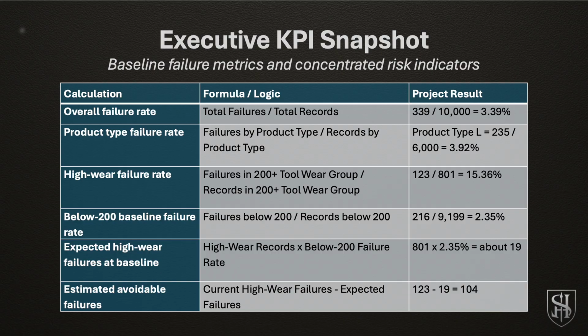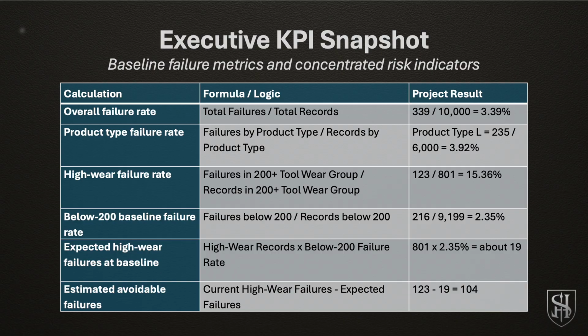The third calculation is the high wear failure rate. This focuses on machines with tool wear of 200 minutes or greater. The high wear group had 123 failures across 801 records. Dividing 123 by 801 produces a failure rate of 15.36%. This is one of the most important findings in the project. The high wear failure rate is much higher than the overall failure rate. It indicates that once tool wear reaches 200 minutes or more, machine failure risk rises sharply.